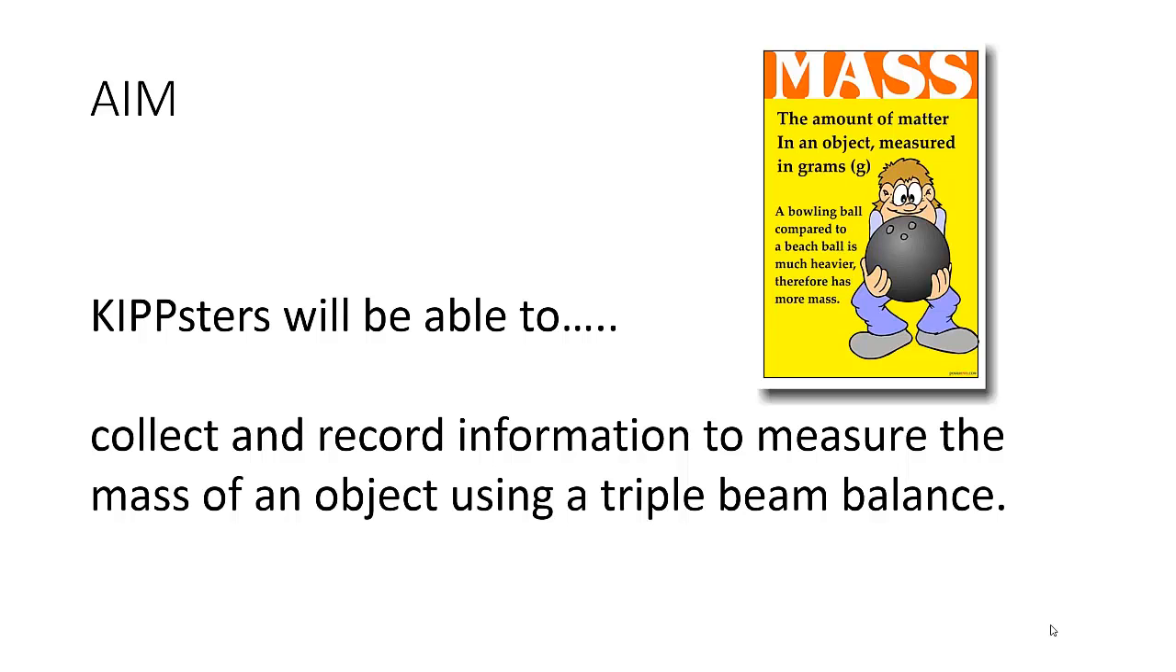Take a look at the top right. It says mass: the amount of matter in an object measured in grams. And you can see that lowercase g. It gives us an example: a bowling ball compared to a beach ball is much heavier. Therefore, it has more mass.